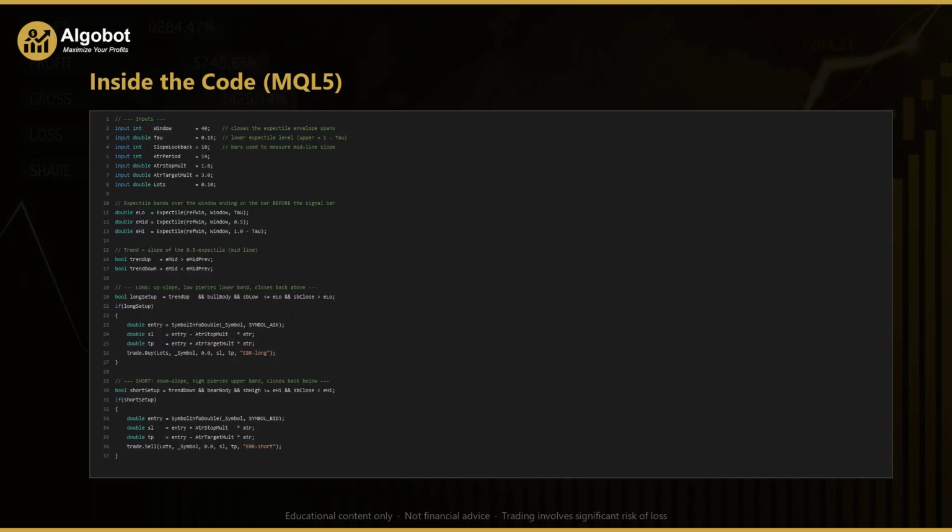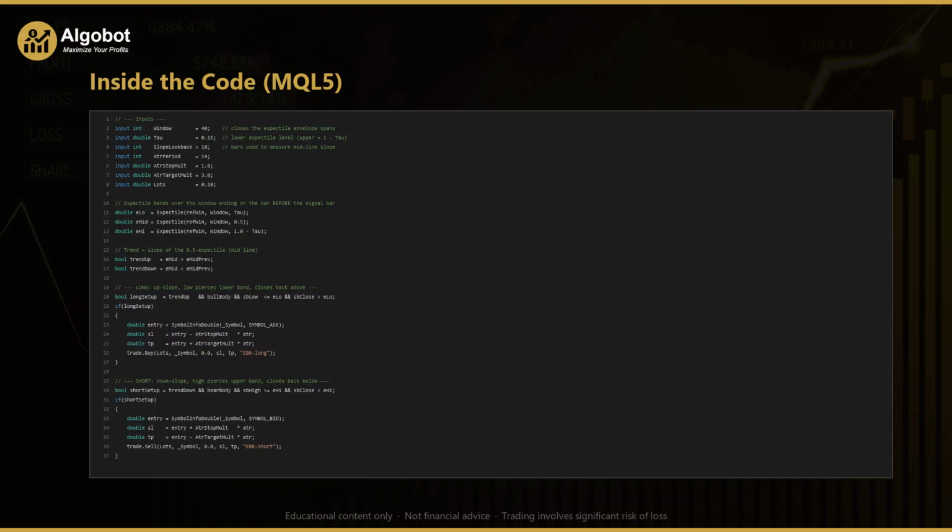Now the long block. The long setup is true when the trend is up, the candle has a bullish body, its low is at or below the lower expectile, and its close is back above it. When that's true, the entry is taken at the ask, the stop is placed at the ask minus the stop multiple times ATR, the target at the ask plus the target multiple times ATR, and trade.buy sends the order.